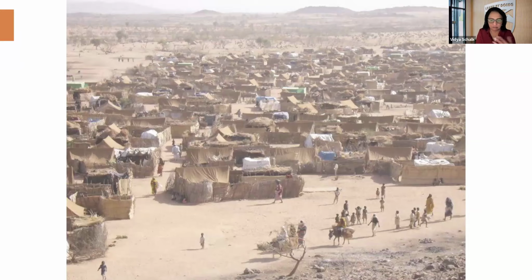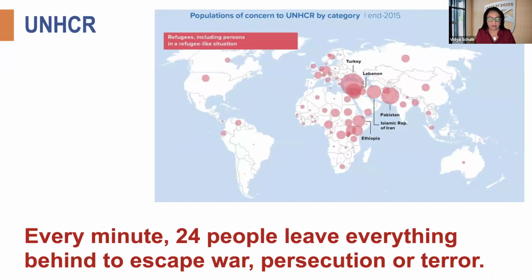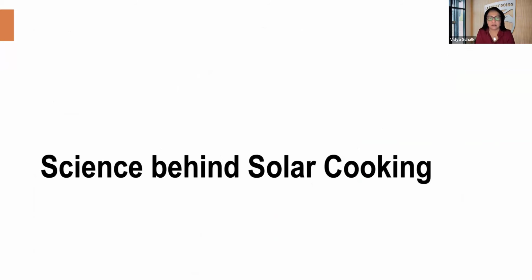real life situations like this, and most students recognize these as refugee camps. Once again, here's another refugee camp where there's literally nothing, just tents with nothing around, no electricity, no resources. This really shows the importance: every minute, and this was many years ago, about 22 people, it's even worse now, 24 people leave everything behind to escape war, persecution, or terror. And all these refugee camps around the world, we have a lot more now, with millions of people living in them.